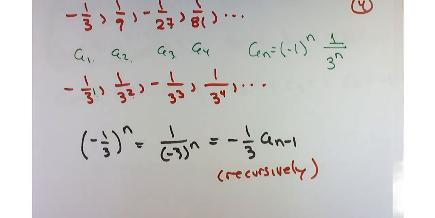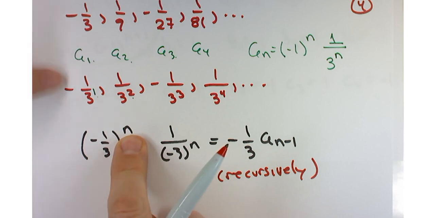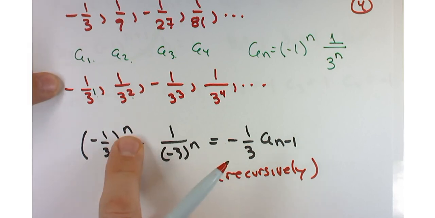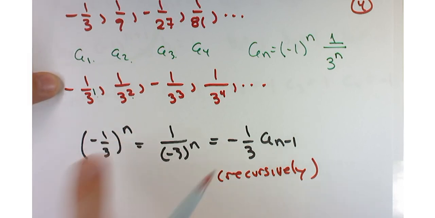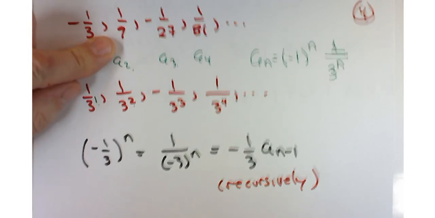How does that first one, (-1/3) to the n, work? If n equals 1, this is just -1/3. If n is 2, you get -1/3 times -1/3. The negatives are going to cancel, and you'll have 1/3 times 1/3, which is 1/9. I see. So, yeah. Hannah?